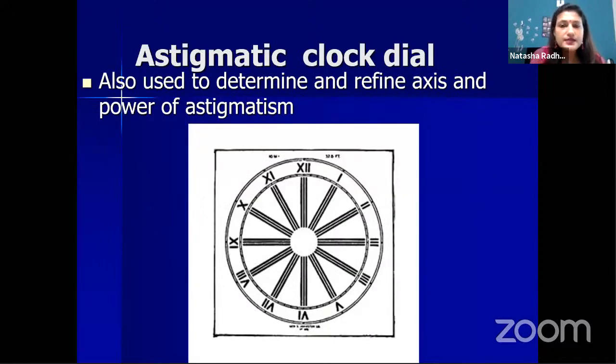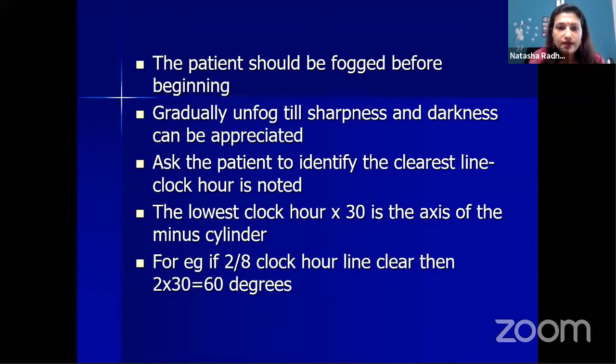There are two other instruments that can be used for refining axis and power of astigmatism. One is the clock dial, which looks like this. The patient should be fogged and then gradually unfogged till sharpness and darkness is seen. He is asked to identify the clearest clock hour, and the lower part of that clock hour, that is if it is a 2 clock hour, then 2 into 30 will give you the axis of the minus cylinder, and that minus cylinder has to be placed in that axis.